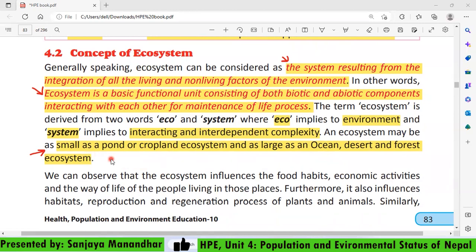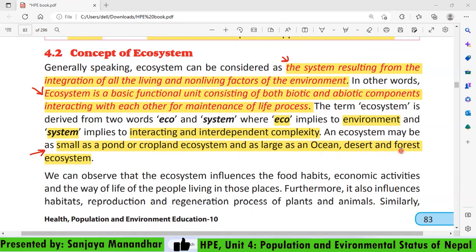Ecosystem can be very small or big. For example, there can be a pond ecosystem. Inside a small pond, there can be the interaction of living and non-living components. Inside a pond, there is water, there can be water plants, there can be fish, there can be other water animals. They have interaction with each other. Similarly, in cropland also there is one ecosystem. So ecosystem can be as small as a pond, and it can be as large as an ocean, desert ecosystem, forest ecosystem.